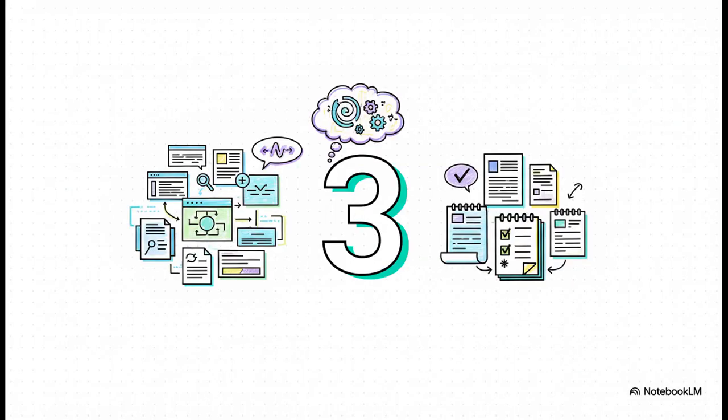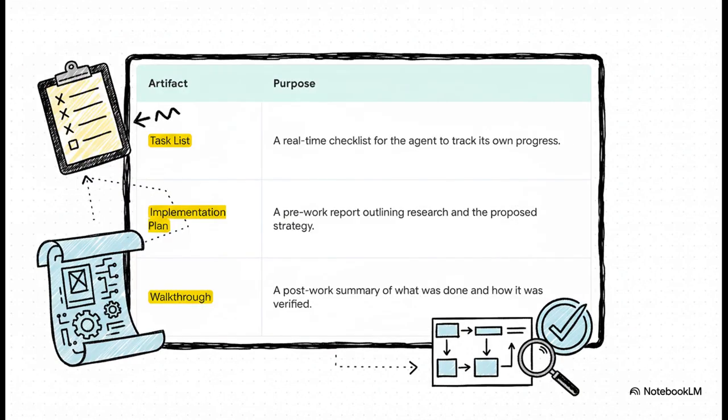So as the agent starts working, it doesn't just go silent. It actually communicates what it's doing through these things called artifacts. Think of them as status reports, giving you a window into its thinking. And there are 3 main ones you'll want to know about. Okay, so you've got the task list, which is, you guessed it, a simple checklist of what the agent is doing. But before it even writes a line of code, it gives you an implementation plan.